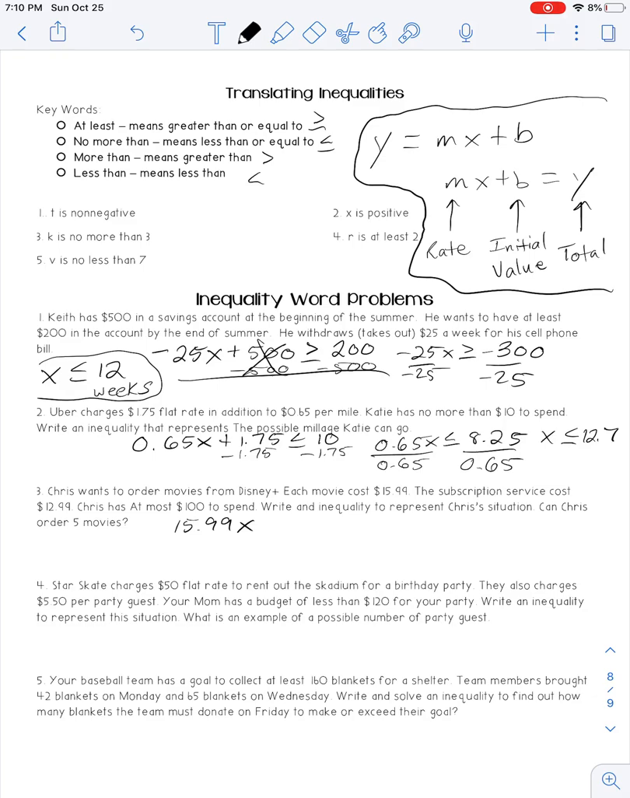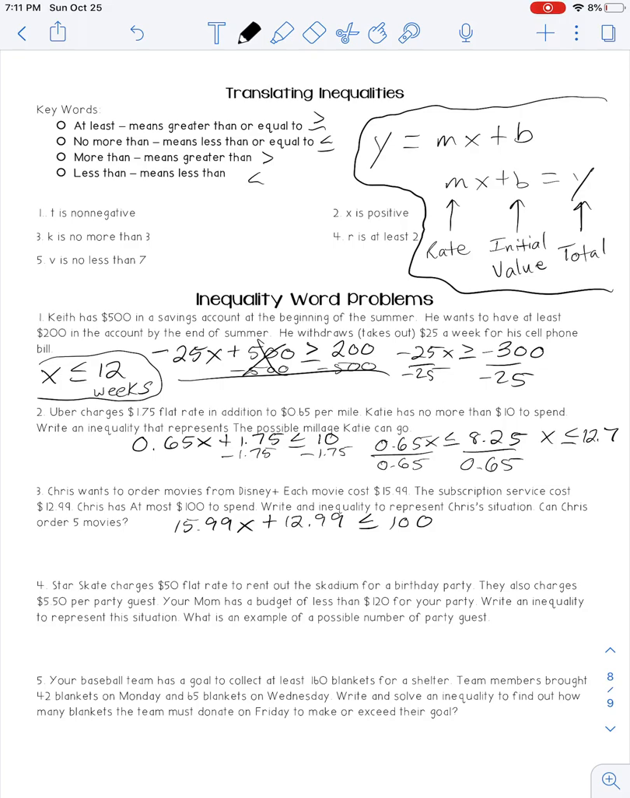So that's obviously going to be your initial value, or initial starting point. And then Chris has at most, well, if you go up here to the keywords, you see that it says at least, and you have greater than or equal to. At most would be sign flip to less than or equal to $100. All right. And then it says, write an inequality that represents Chris' situation. We just did.